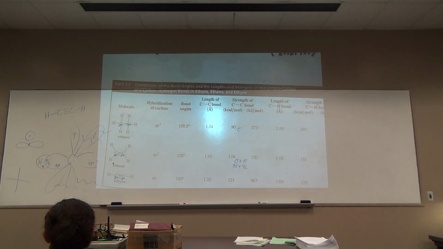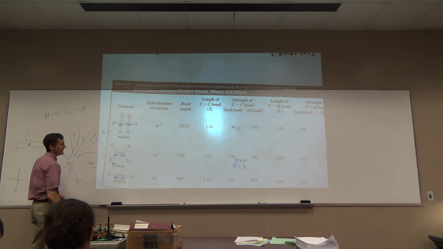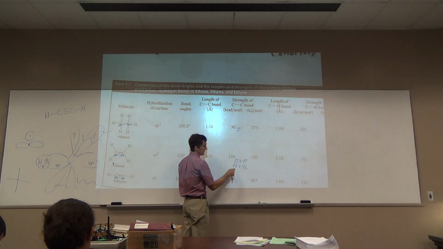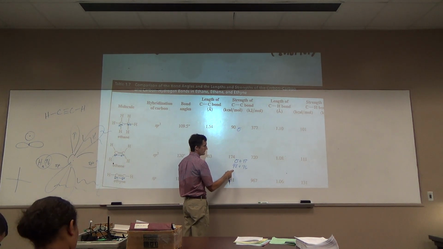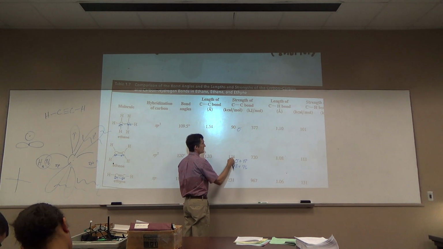Yes. Head-to-head overlap is best. Side-to-side is not as good. You might think it's better because there's more of it, but the problem is the orbitals are kind of far apart. A pi bond tends to be weaker. So you see here the sigma bond is stronger, but you do have the pi bond, and of course, overall, a double is stronger than a single.